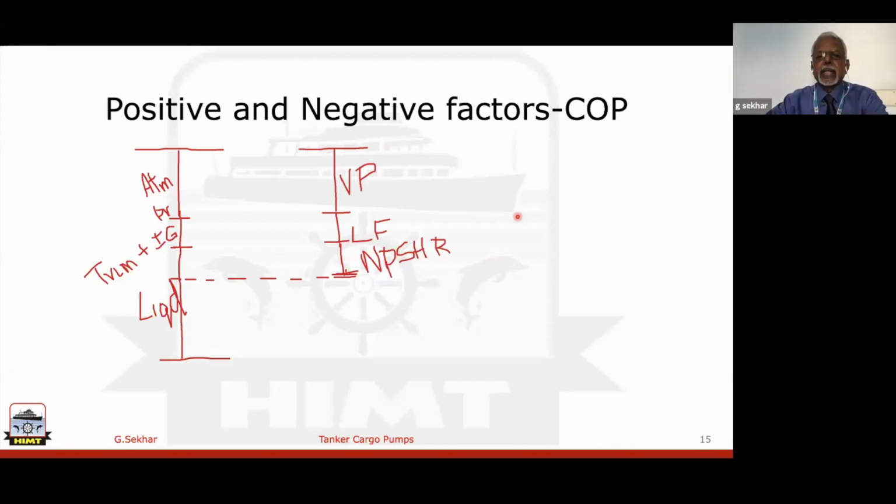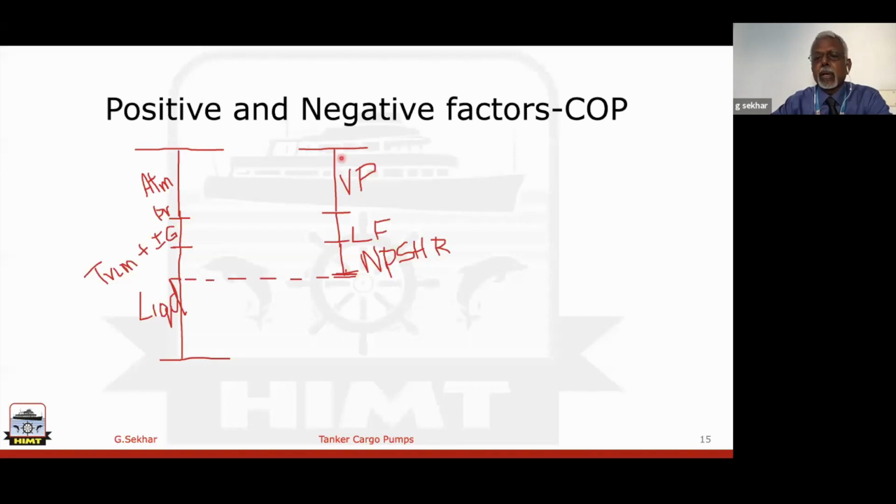Yes, so you are right. If you see, naphtha has a higher vapor pressure. So here, vapor pressure indirectly, what does it reflect? It talks about the volatility of the cargo. So the vapor pressure, that is what I have written here.